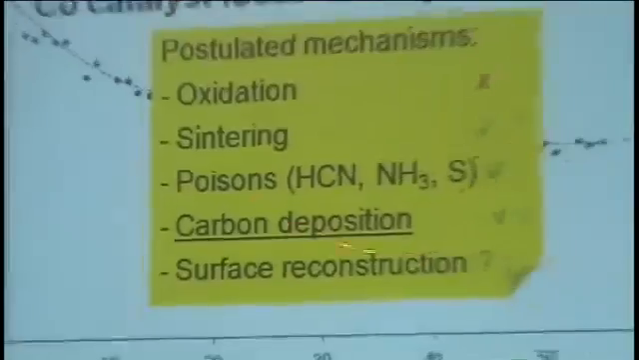And I've also shown you some indication that maybe graphene or graphitic types of carbon are actually much more important in terms of surface roughening. So let's go back to the deactivation plot and look at the second topic, that's carbon deposition.